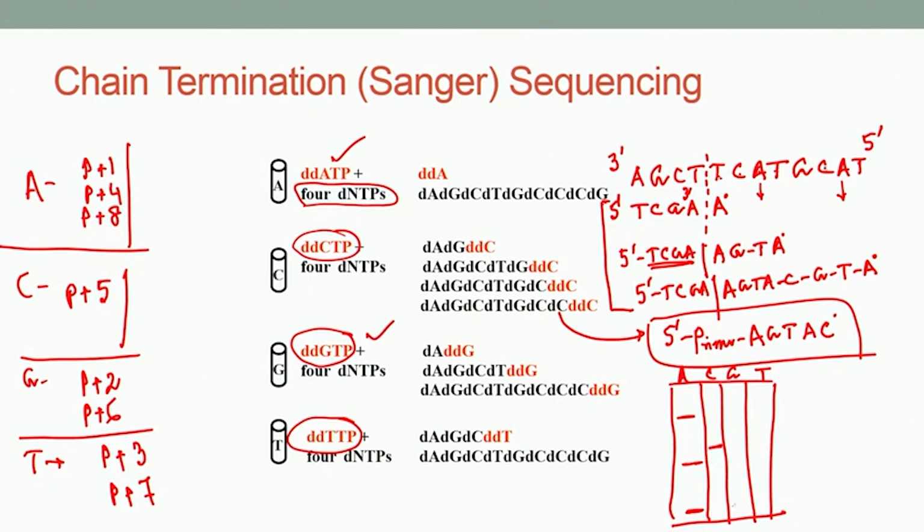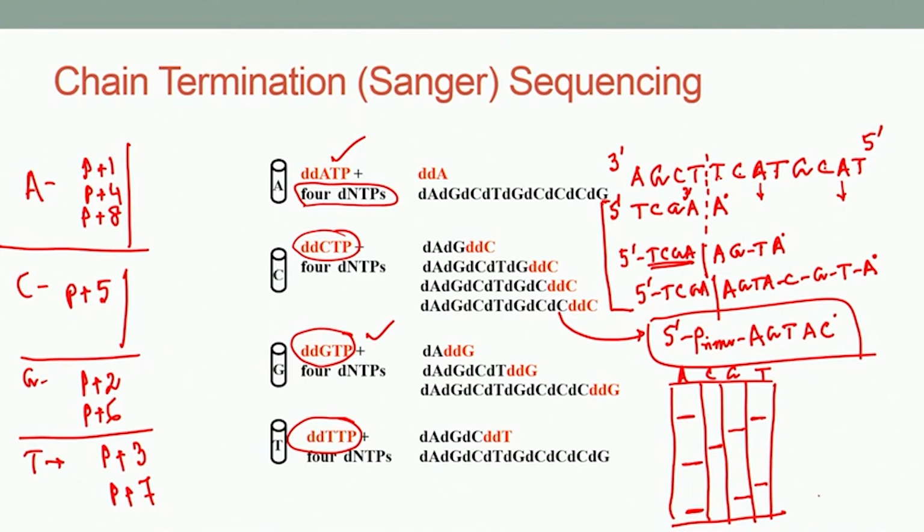Then for the G lane you will get somewhere here p plus 2 and then p plus 6, which is somewhere here, and for the T lane you will get p plus 3. That will be here and then p plus 7. So, p plus 7 will be a little bit here, because this is your p plus 8. Now you read it from the bottom to the top.